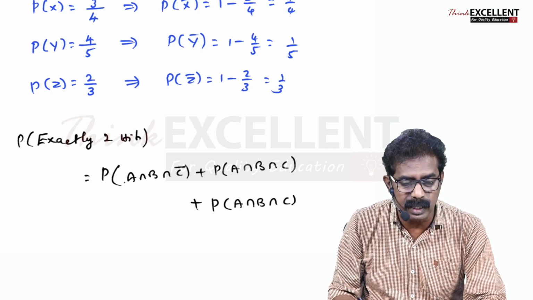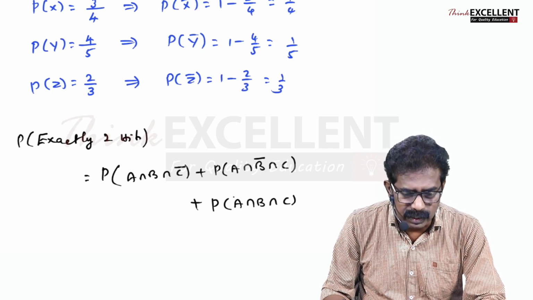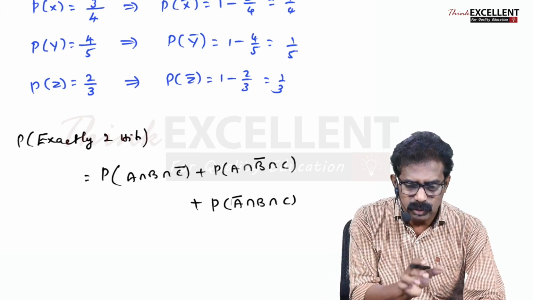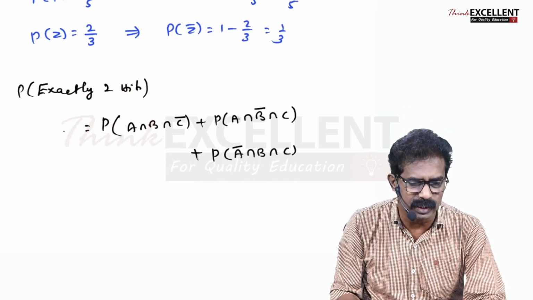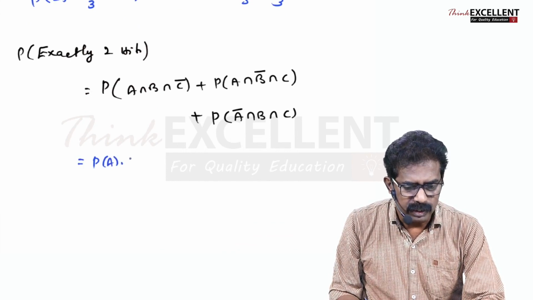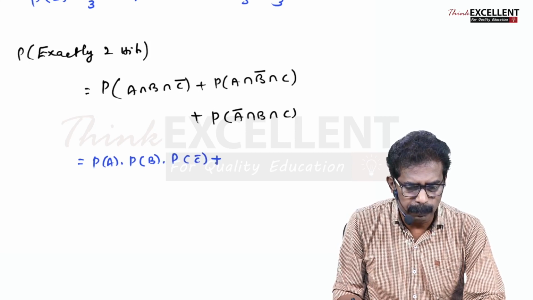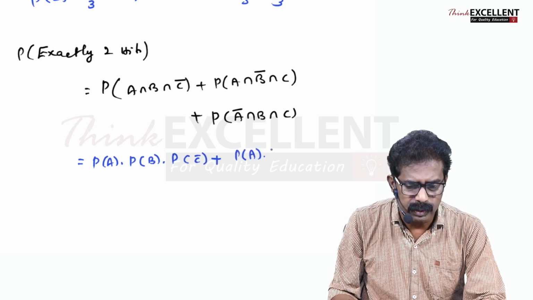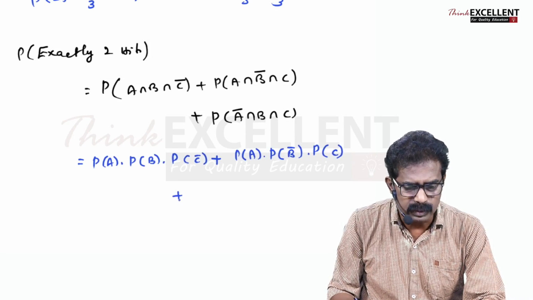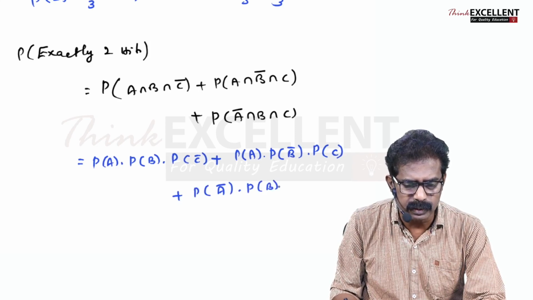Here A and B solved. A and B hit, C not hit. Here B not hit, A and C hit. Here A not hitting the target, whereas B and C hit the target. Okay, now in each case, exactly two hit the target. Since they're all independent, you can write P of A into P of B into P of C bar. Plus second one, P of A into P of B bar into P of C. Last one, P of A bar into P of B into P of C.